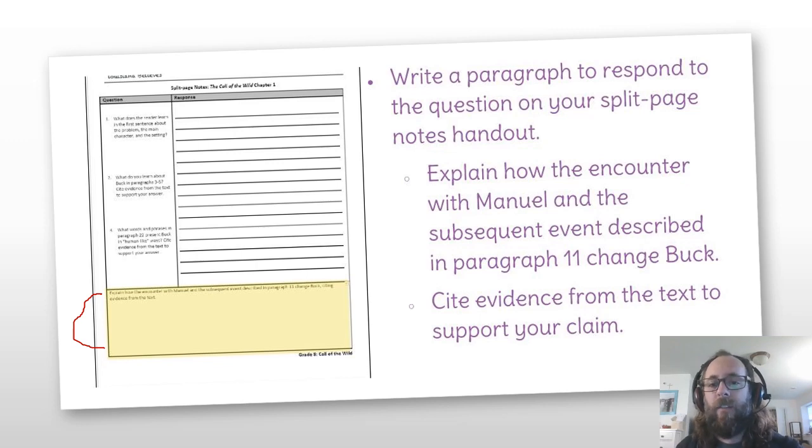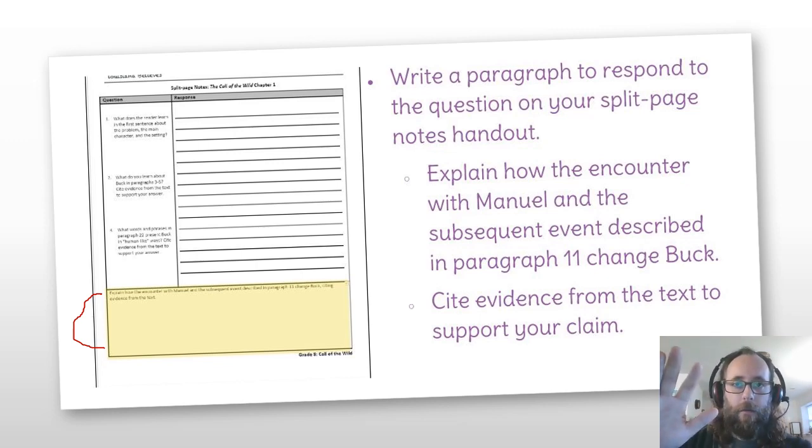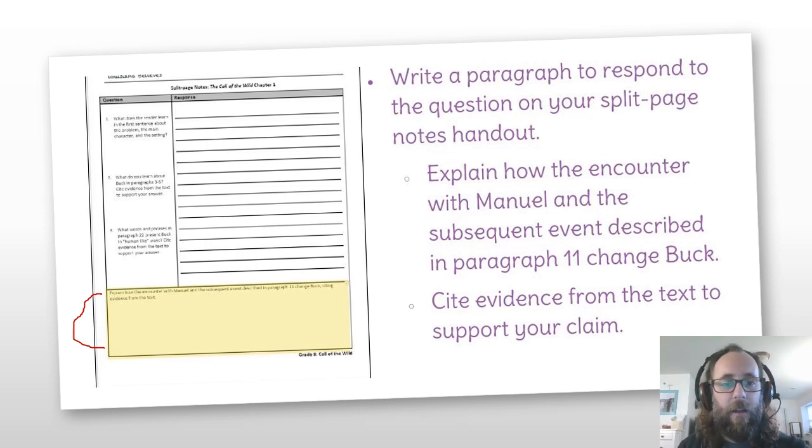Okay, so you're going to explain how the encounter with Manuel and the subsequent events described in paragraph 11 change Buck. So Buck is handed over. He goes from a lifestyle where he's one way at the house, at the mansion, to living another way. How is he changed? Okay, I want you to answer that question.